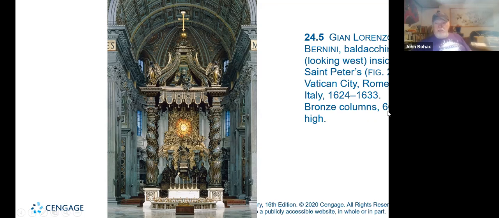This is inside St. Peter's. Look at this. I want to show you this. 66 feet high. There's the altar. It's where the Pope would say Mass, but this is huge. And it has columns, bronze columns, and they are very ornate. And you see they have this spiral twist to them. It's an element of decoration that we haven't seen until the Baroque period.